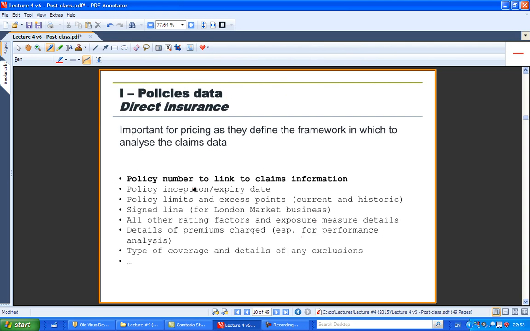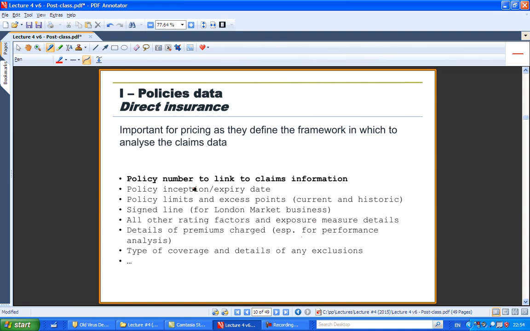Let's start with policy data, which was the bit at the bottom of the flowchart. Policy data is important because it defines what claims will be valid or not. So it's important to have as much information as possible on the policy itself.